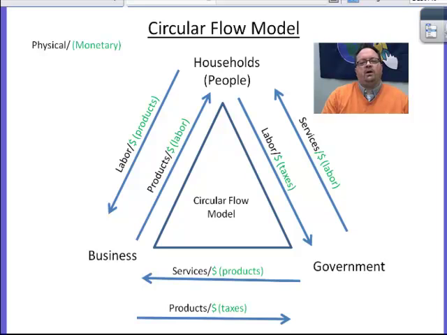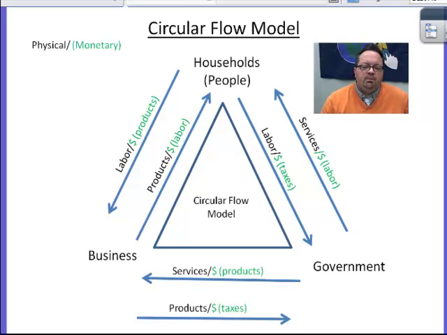Today we are going to talk about the circular flow model. So please pull out your circular flow organizer and we will go through this together. Circular flow is a concept in which it shows how households, businesses, and governments interact.